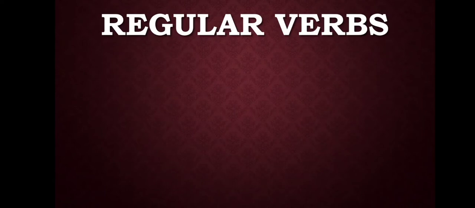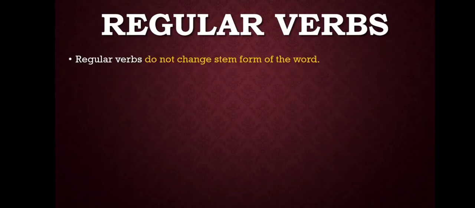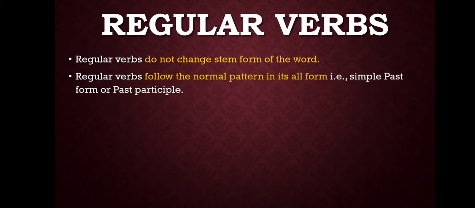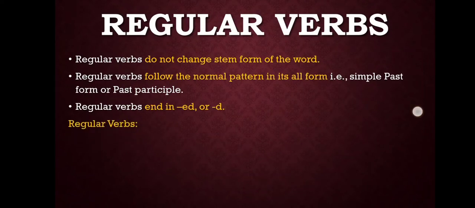regular verbs. Regular verbs are those verbs which do not change their stem form. The basic stem word of the verb remains the same. They follow the normal regular pattern in their simple past form or past participle form. You have to keep in mind that regular verbs end in ed or d. You add the suffix ed or d to the root verb or main verb, and its form changes.